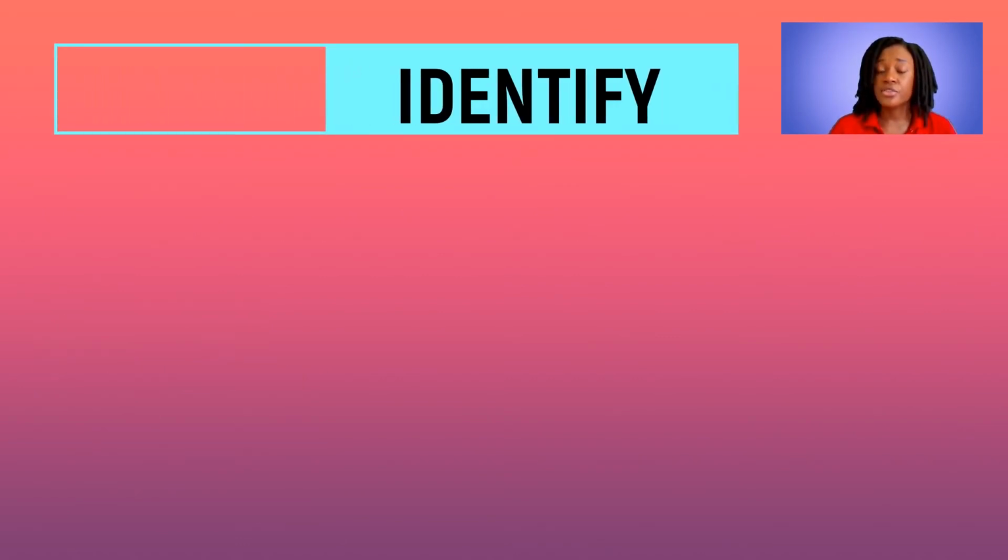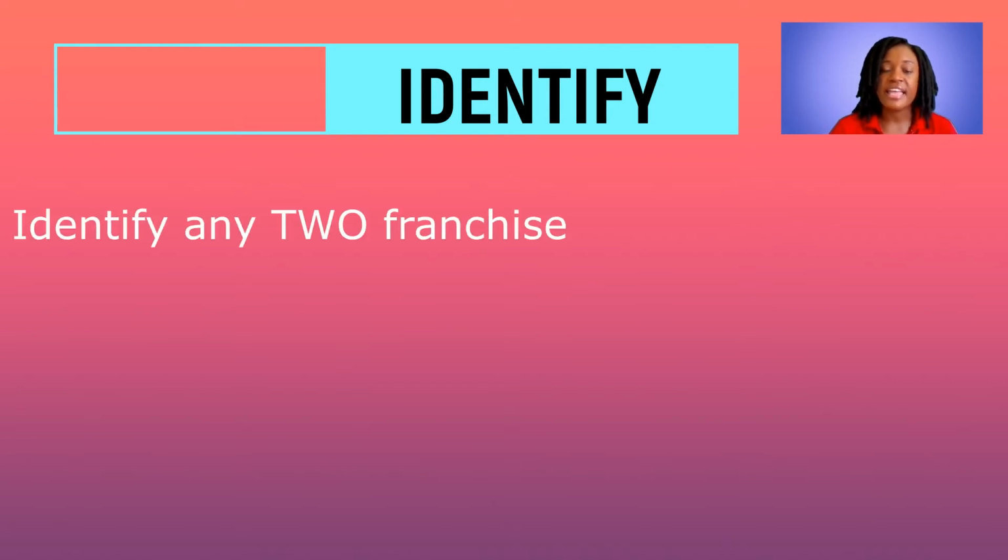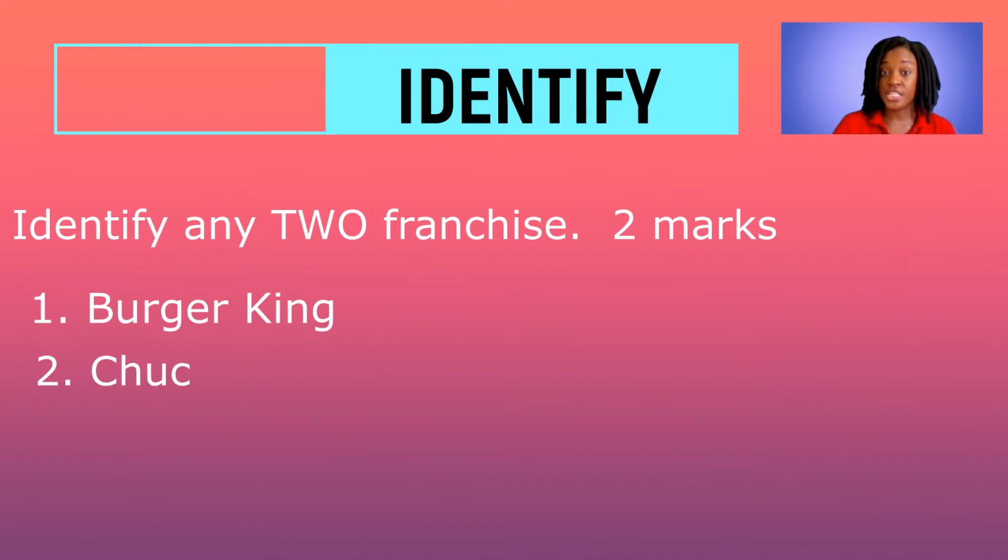Now, if you are asked to identify something, identifying is the same as listing. All you need to do is identify the thing. Tell what the thing is. You do not need to explain the thing. You do not need to go into any detail. So if you are asked to identify any two franchises, just like when you're listing something, you can list them in order of number. So you can put 1, Burger King, 2, Chuck E. Cheese.